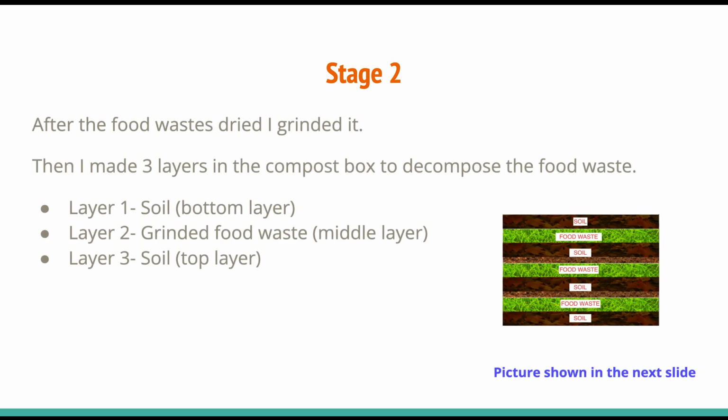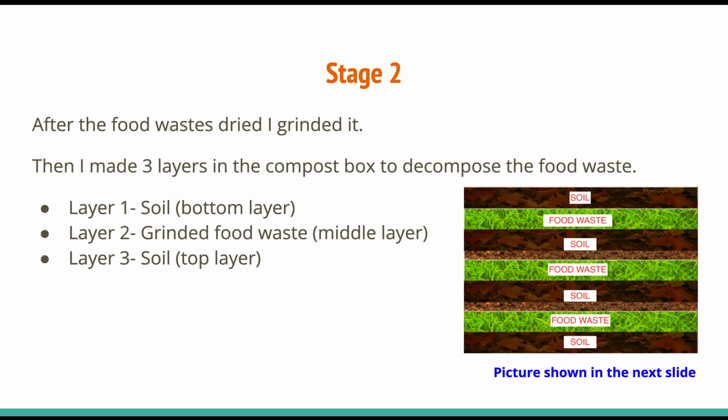Stage 2. After the food waste dried, I grinded it. Then I made 3 layers in my mini compost box to decompose the food waste. Layer 1, which is the bottom layer, was soil. Layer 2, the middle layer, is the grinded food waste. And layer 3 is the soil top layer.